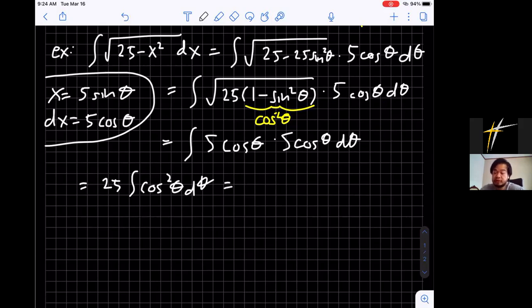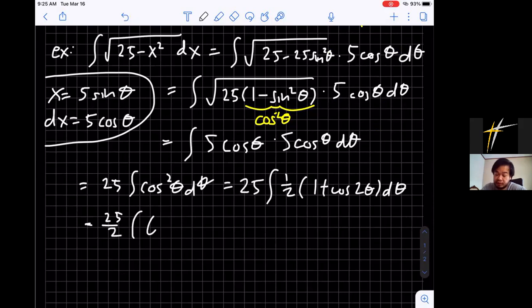So we have cosine even power, so it's equal to 25. We change it into half of 1 plus cos 2 theta, ya. 1 plus cos 2 theta. Okay, so it's equal to 25 over 2. Then we have theta plus half sine 2 theta. So that's all. That's the result of the integral.